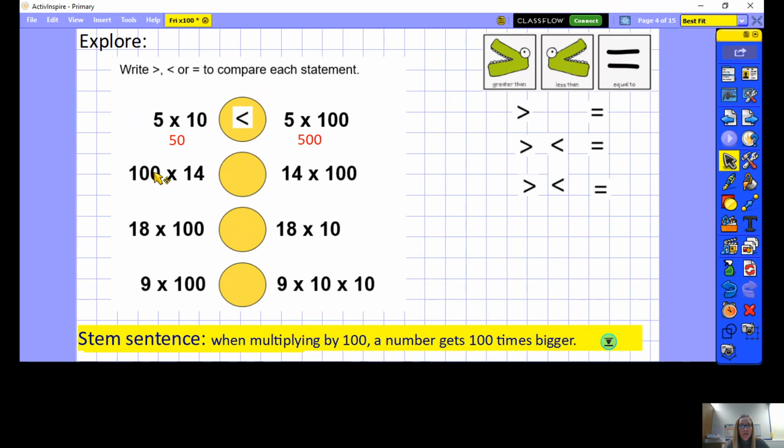Pause the video and have a look at the next question. 100 times 14 and 14 times 100. Which symbol do you think is going to go into the circle? Have a think now.